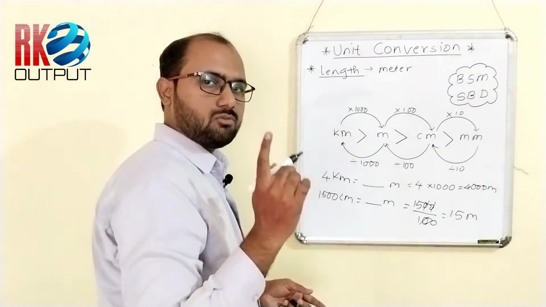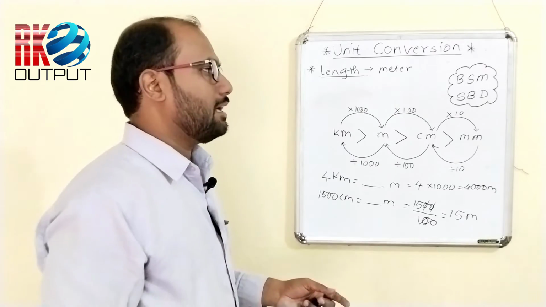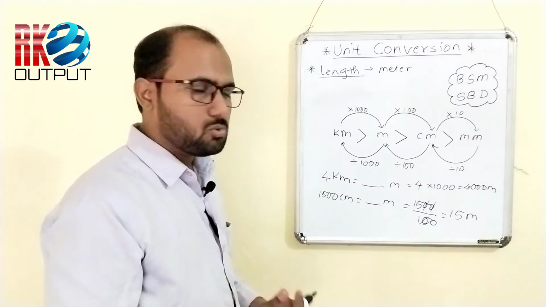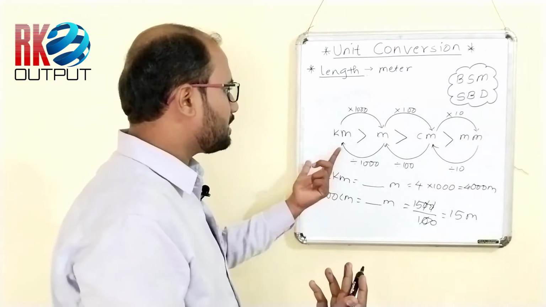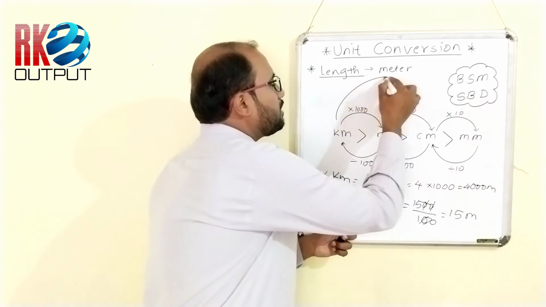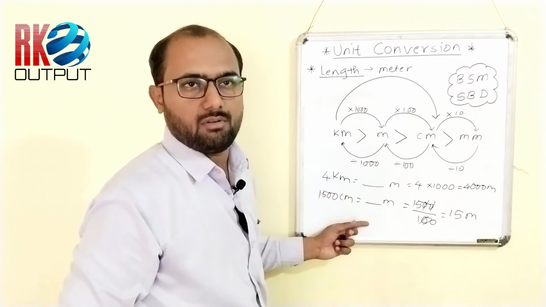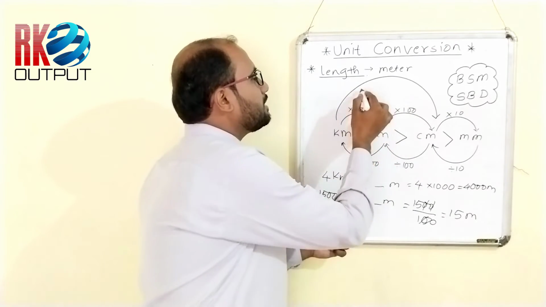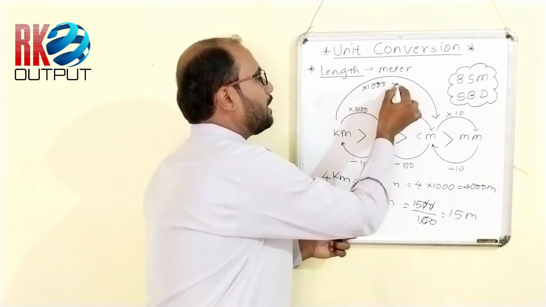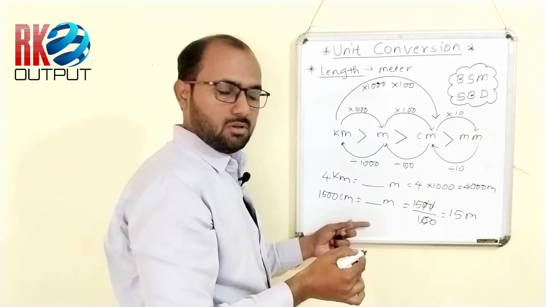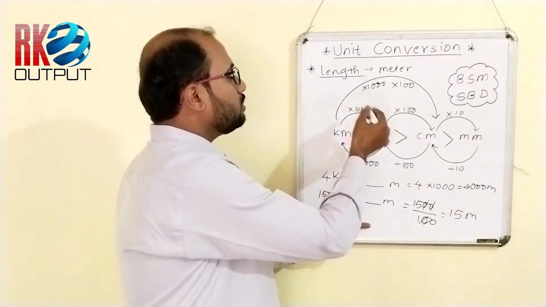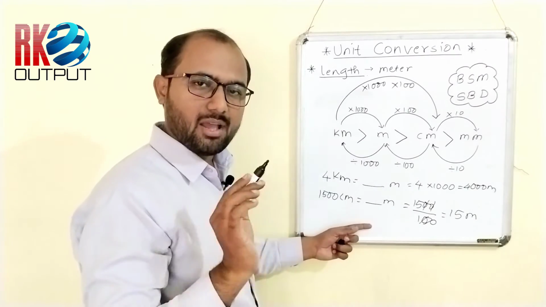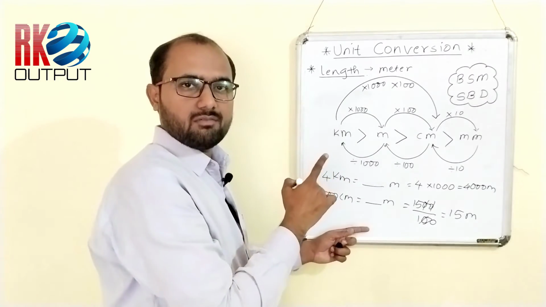Understood? So you have to remember that bigger to smaller is multiplication, and smaller to bigger is division. Now for example, if you want to convert kilometer to centimeter, then multiply by 1000 and also multiply by 100. If the division is there, from millimeter to meter, then divide by 10 as well as divide by 100. Understood? I hope you have understood the unit conversion for the length.